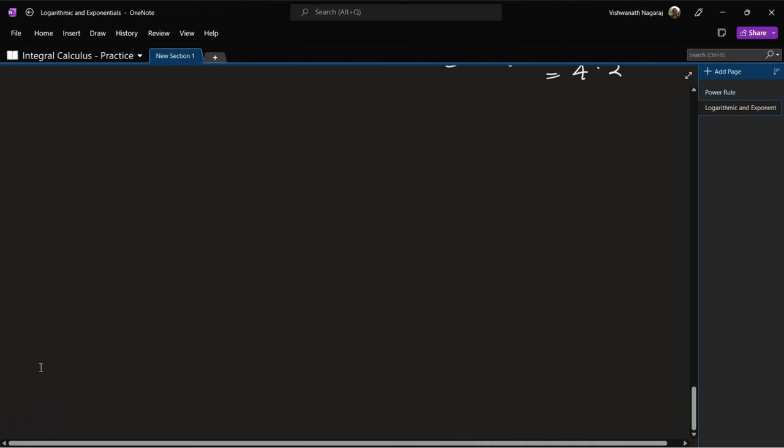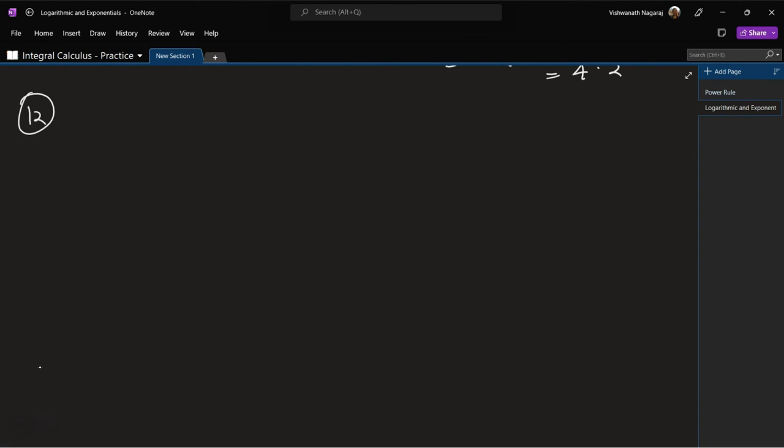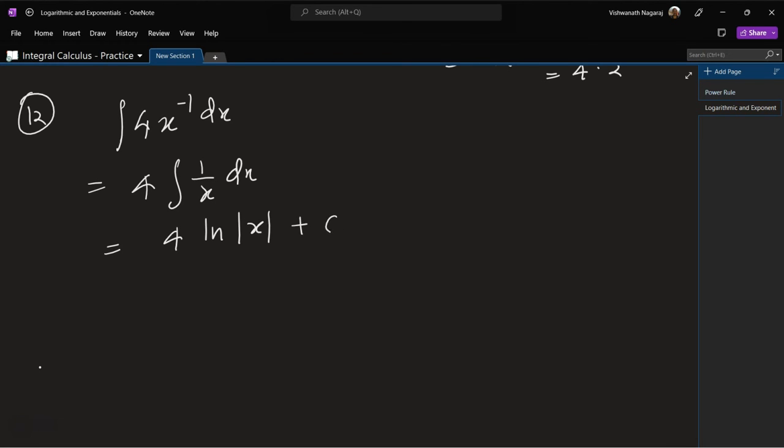Now let's look at the 12th one. The more you practice, the more you'll be able to do it instinctively. 4x to the power of minus 1 dx. Pretty straightforward. 1 by x dx, which is 4 natural log of x plus c.